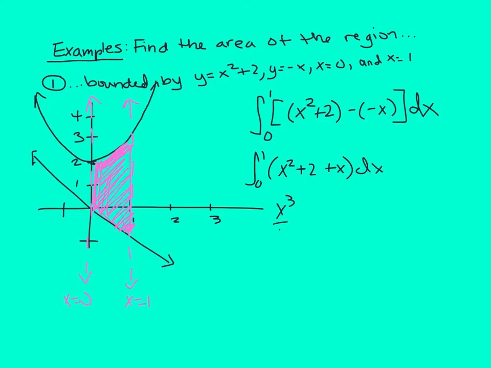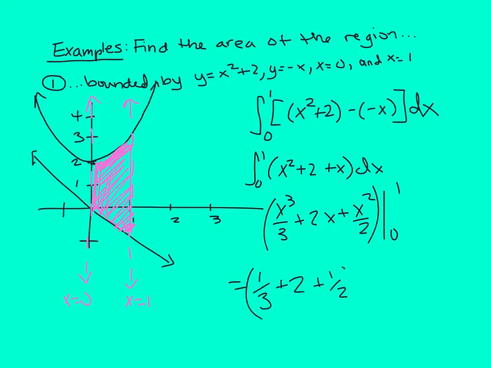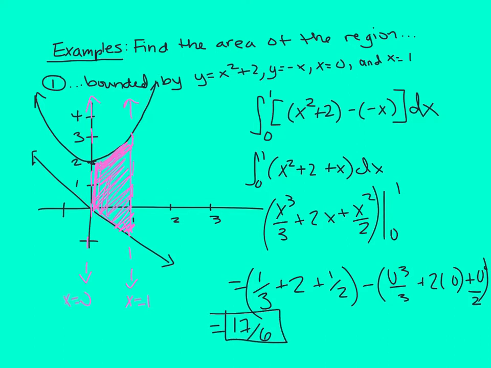We end up getting x cubed over 3 plus 2x plus x squared over 2 evaluated between 0 and 1. You're lucky I gave you some nice numbers here. I get 1/3 plus 2 plus 1/2 minus, all of these are going to be 0. So it's not too bad. Sometimes you're going to get things that are a lot worse. If you combine everything together, you end up getting 17 over 6. And you're welcome to write 17 over 6 units if you get a question where you're looking for units, but 17 over 6 is perfectly acceptable.